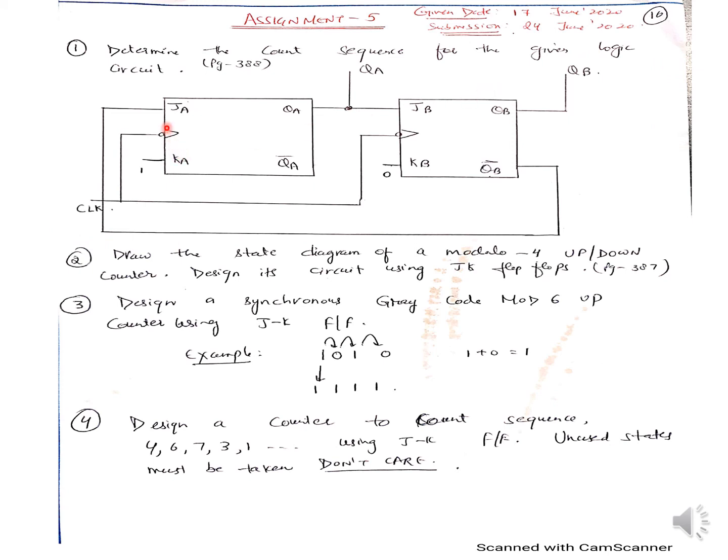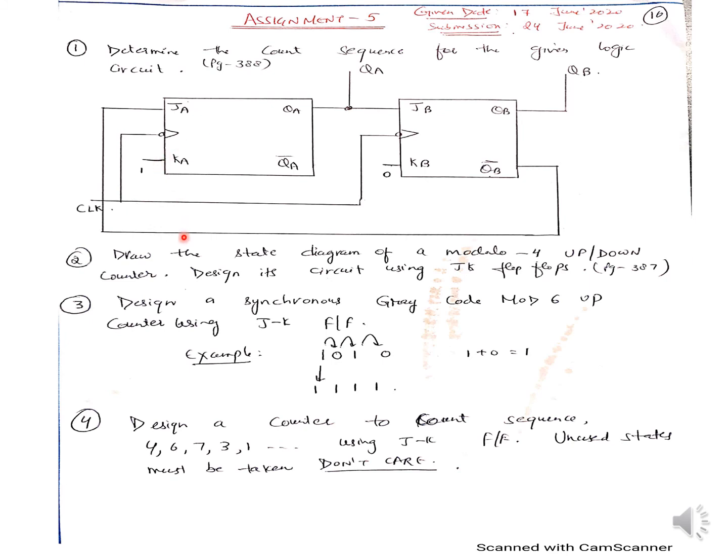Okay, so first you will see what is the equation for JA, KA, JB and KB. From the equation you will go to the truth table. Okay, try to do this. If all the concepts of counters are clear, you can easily do this question. Okay, apply all the concepts. You will be able to do it.